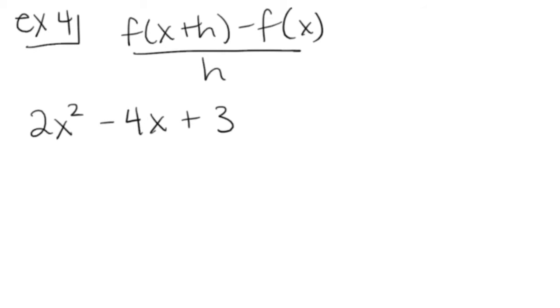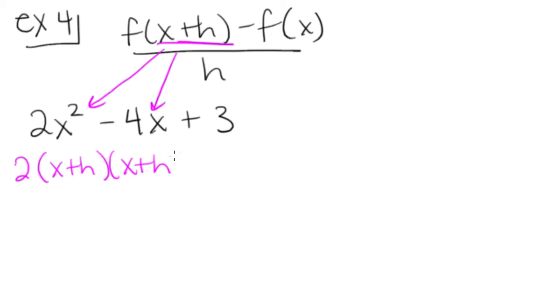All right, so there's a lot more to do, a lot more to plug in, but we can still do it. I know we can. So again, x plus h, plug that into wherever you see an x. So 2 times x plus h times x plus h, because again, it is squared, minus 4 times x plus h plus 3.